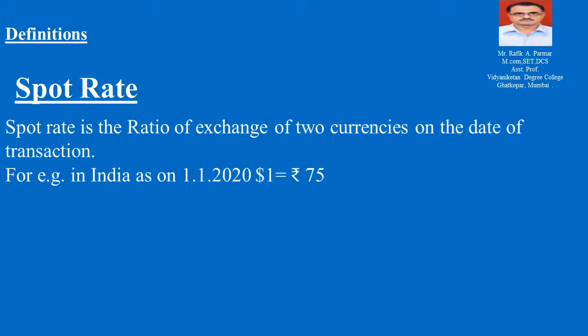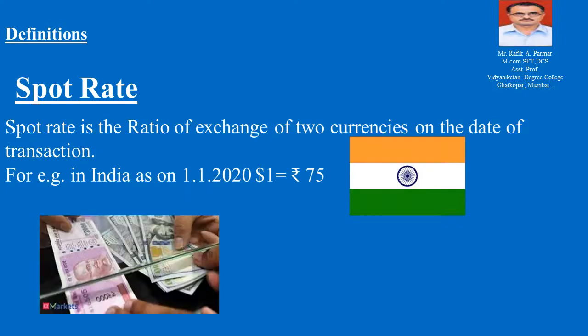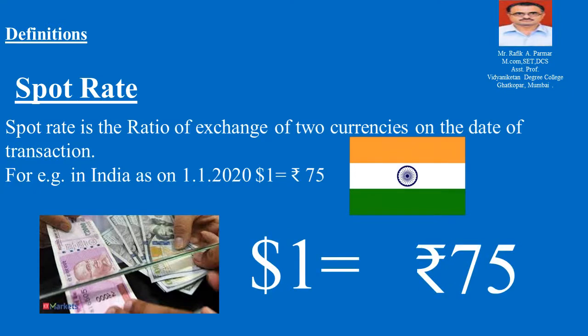Next is spot rate. Spot rate is the ratio of exchange of two currencies on the date of transaction. For example, in India, as on 1st January 2020, $1 is equal to rupees 75. That means in India, if you want $1 on 1st January 2020, you have to pay 75 rupees. So the ratio of exchange is $1 is equal to rupees 75. Means for $1 you have to pay 75 rupees on 1st January 2020.